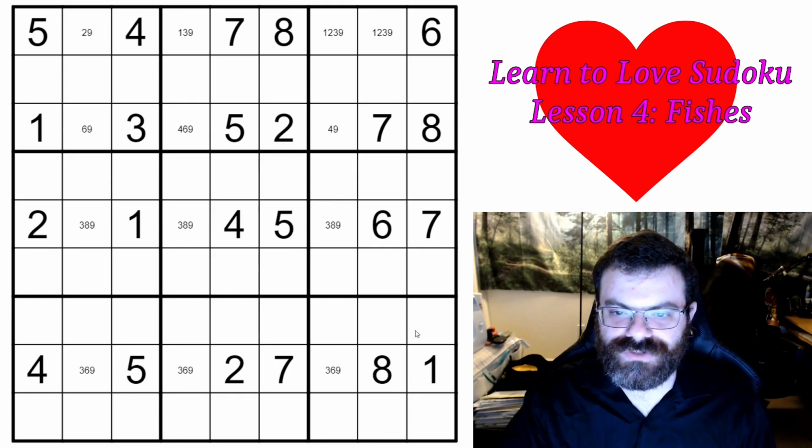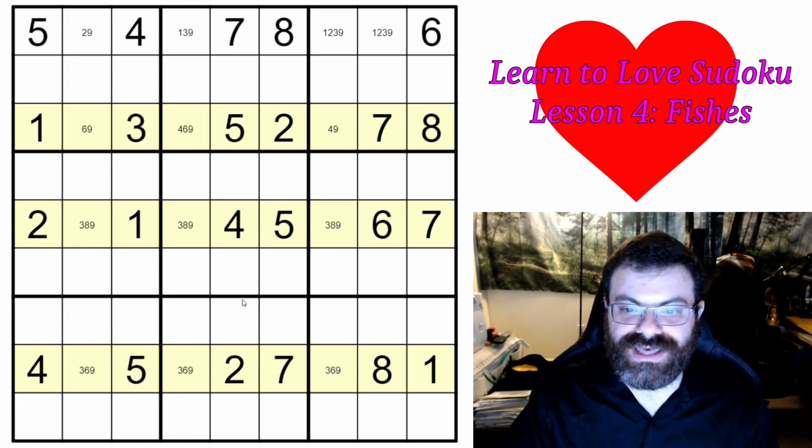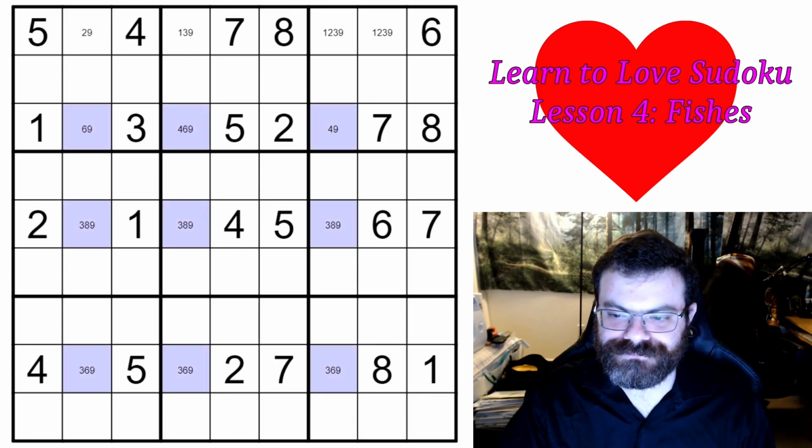So here we have a swordfish on rows. If we look at row 3, row 5, and row 8, we have a swordfish on 9s. And what that means is if we look at where 9s can go in these rows, I'm just going to highlight that in blue here. In these rows, the digit 9 can only appear in the blue cells.